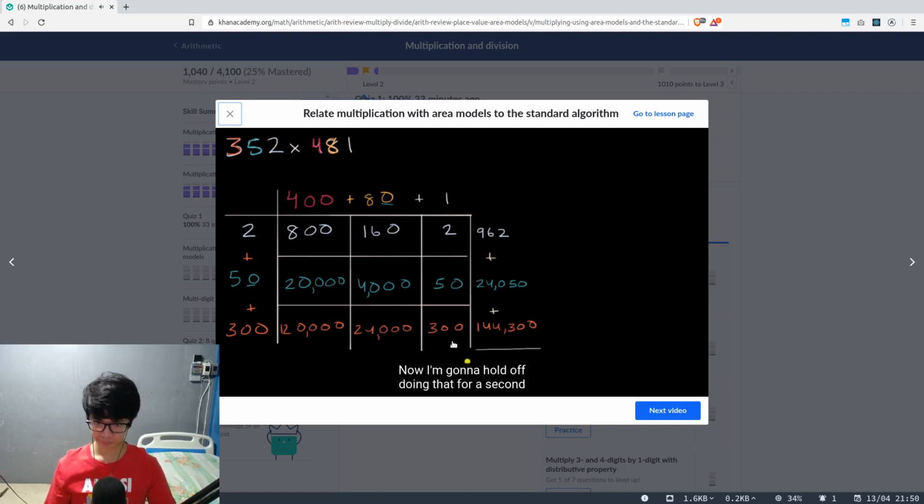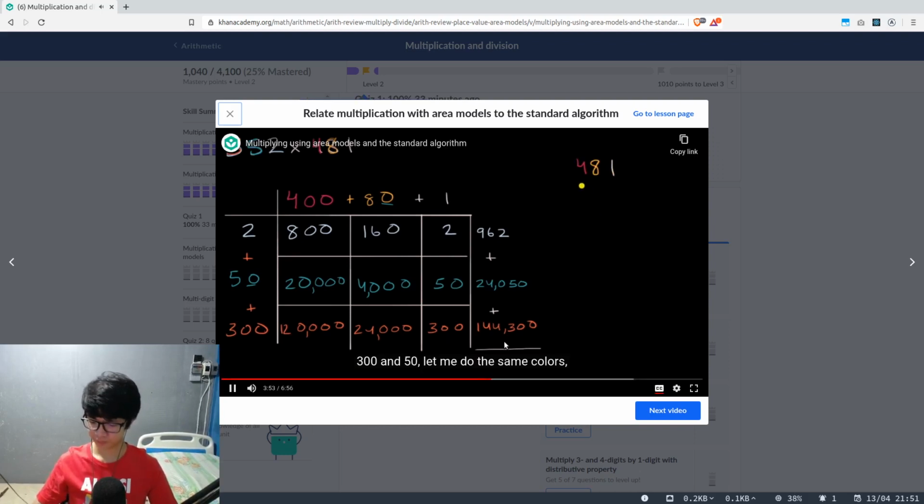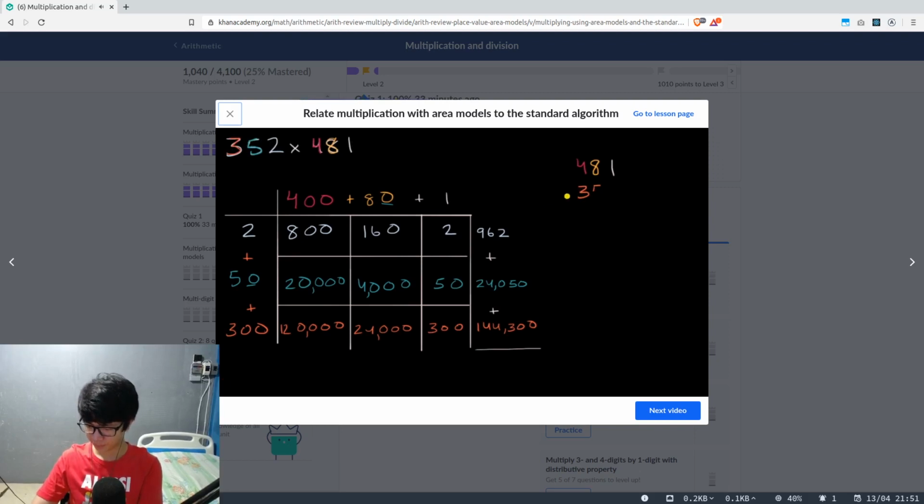And I'm going to hold off doing that for a second as we see the other way of multiplying these numbers. So the other way of doing it, we could have said 481, and this is sometimes called the standard algorithm, 481 times 352, we do the same colors.